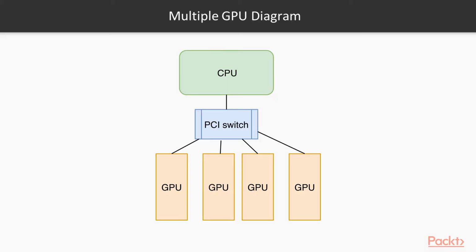So how does it work? You have one CPU, then you have a PCI switch and multiple GPUs. The CPU can route the traffic to the PCI switch, and the PCI switch can leverage the fact that you have multiple GPUs and make your operations parallel using one of them.